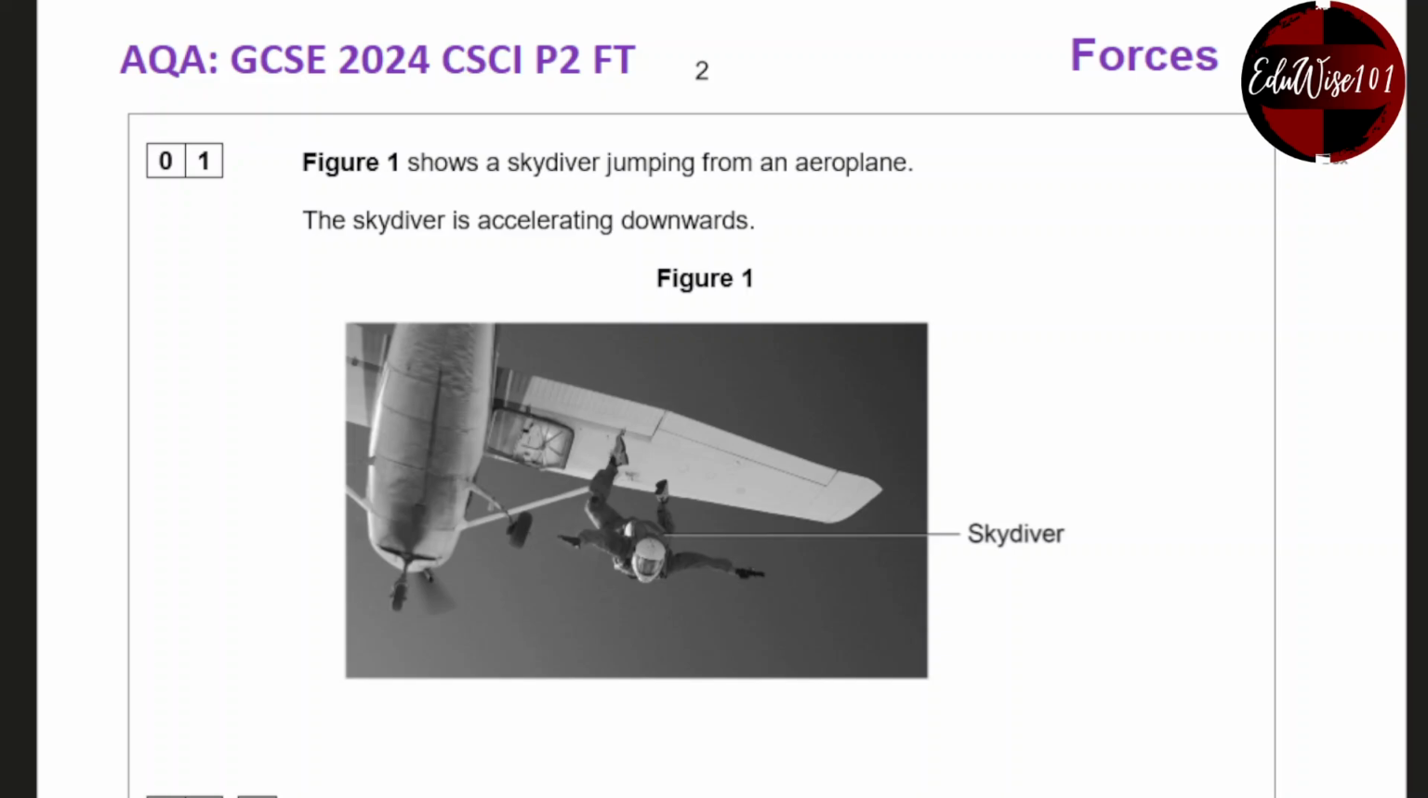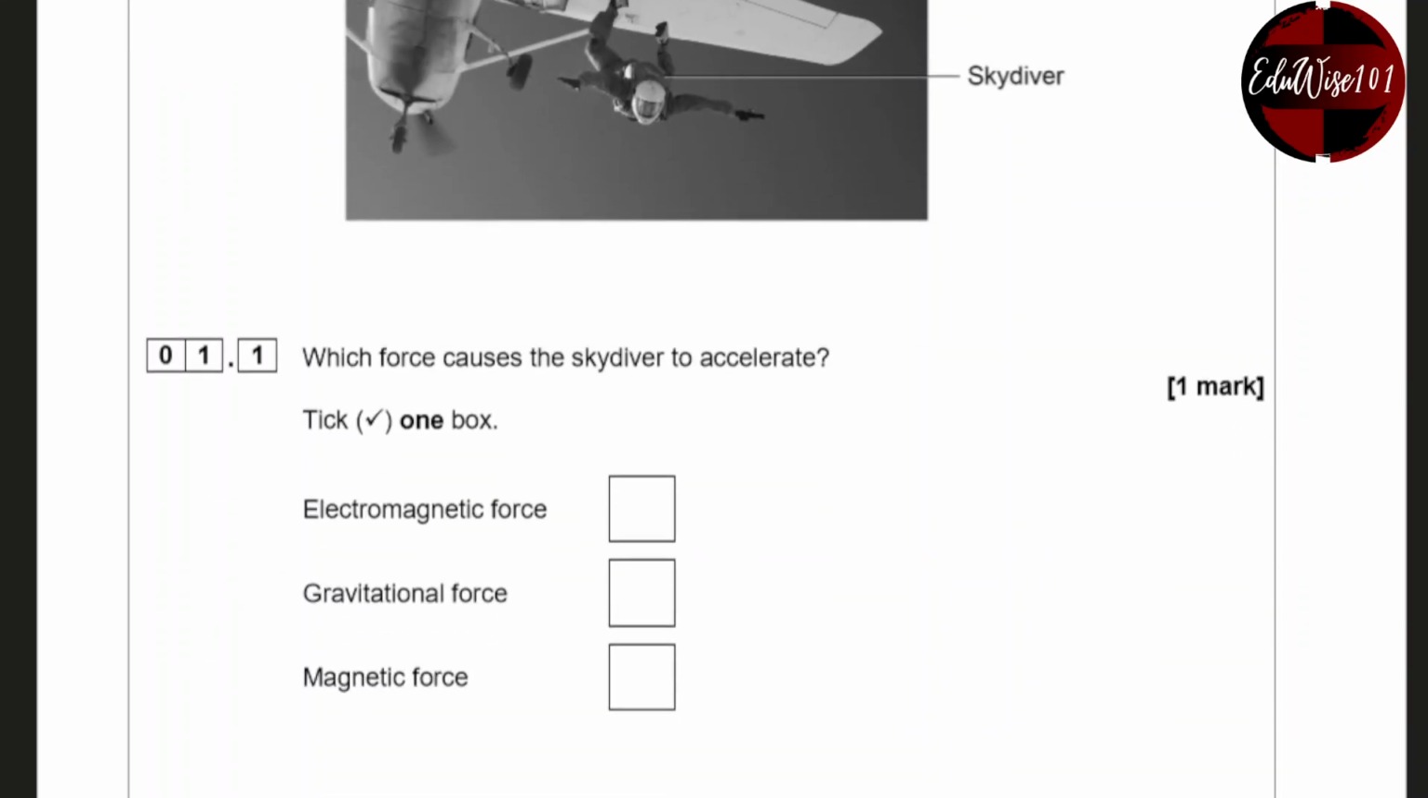Question number 1 is on the topic of forces. Figure 1 shows a skydiver jumping from an aeroplane. The skydiver is accelerating downwards. Which force causes the skydiver to accelerate? It's not electromagnetic, neither is it gravitational force, yes. It's not magnetic as well.